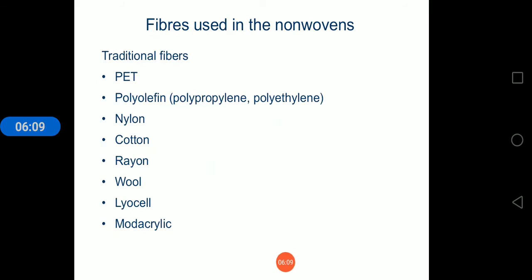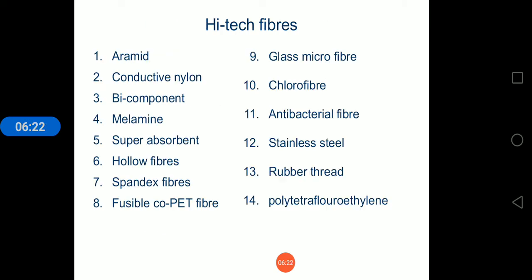Now, fibers used in the non-wovens, traditional fibers: PET, polypropylene, nylon, cotton, rayon, wool, lyocell, and monoacrylic. These types of fibers are used in the non-wovens.